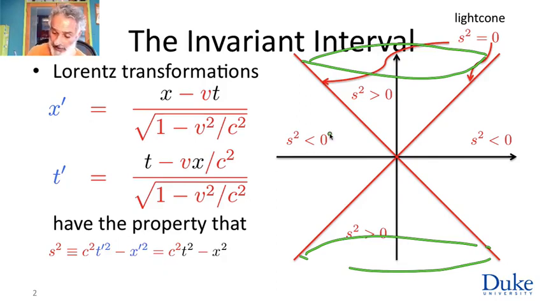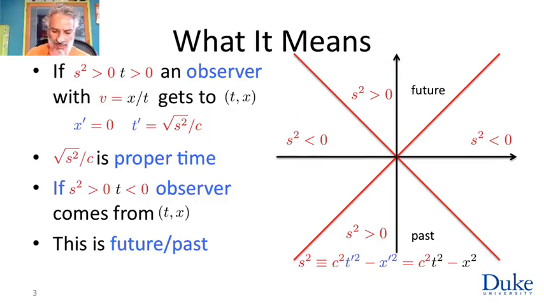So s squared is negative. This is negative. And s squared negative in more than two dimensions is one big region. Okay, what do these mean? Well, let's think about it. So what it means is this.